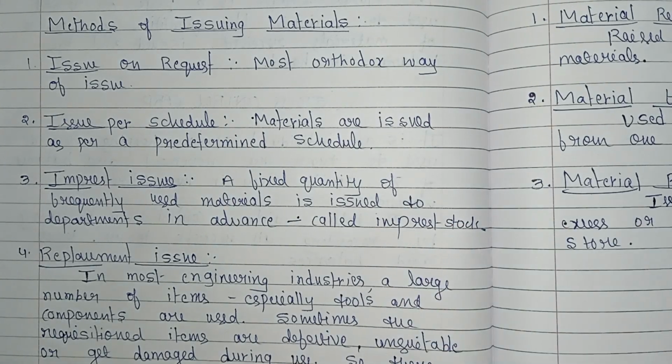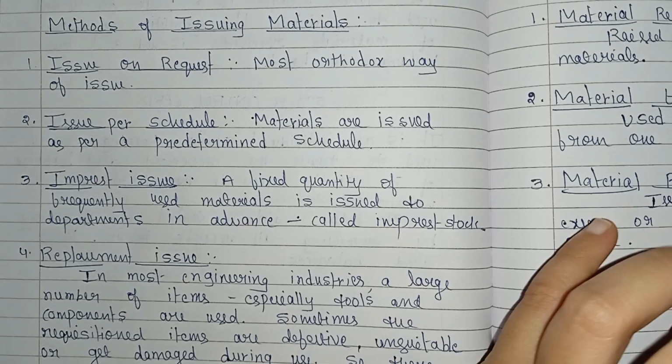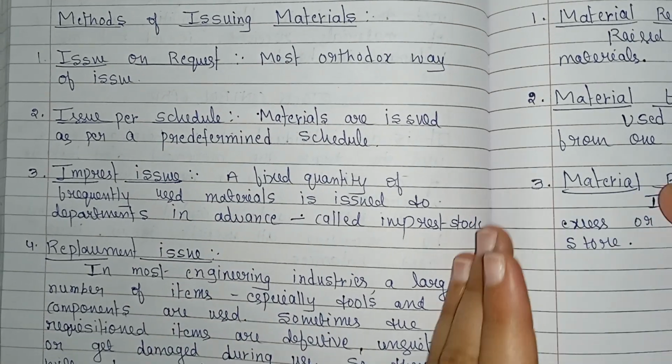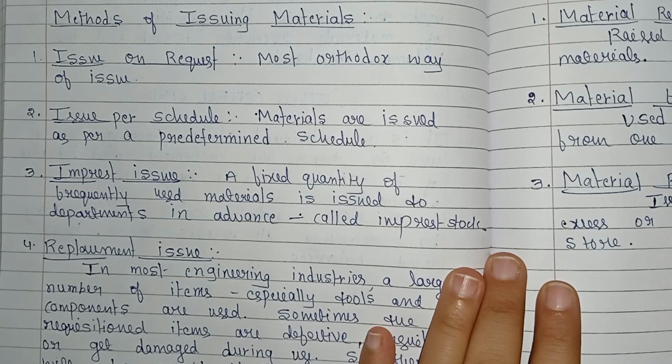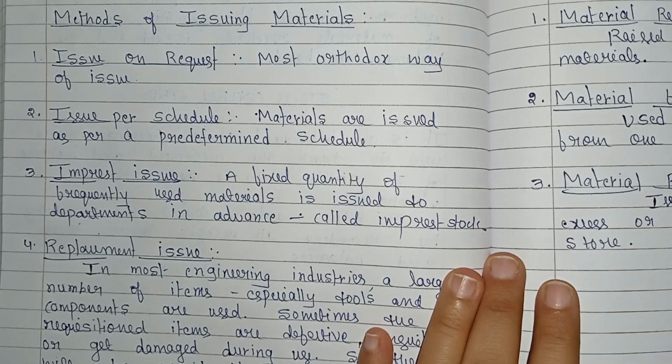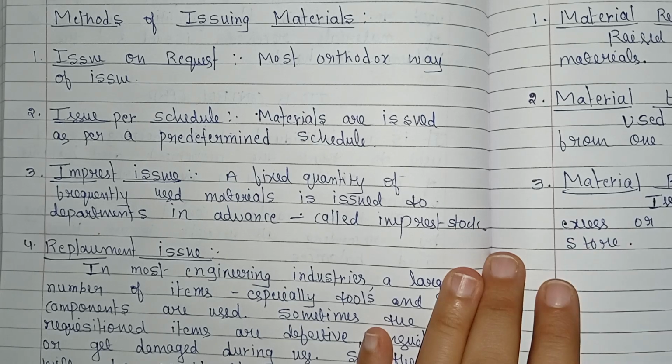Here the indenting department normally sends a man. Indenting department means the department that needs materials. They normally send a man, clear? And collect the materials from the stores. This is what issue on request is.